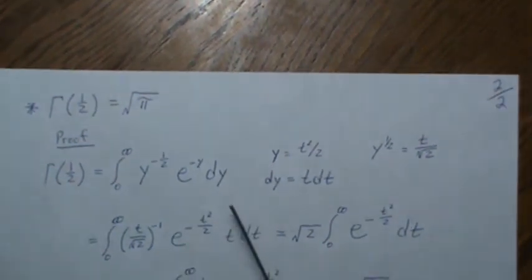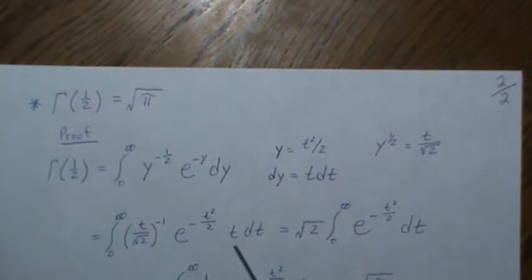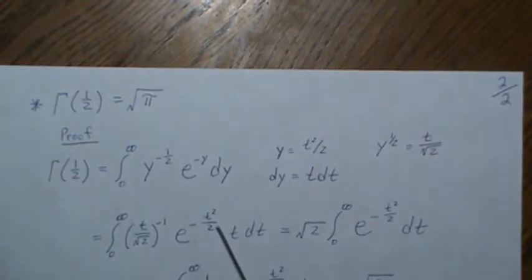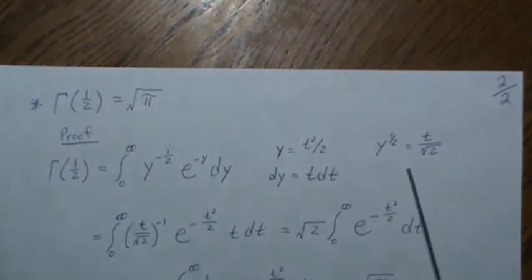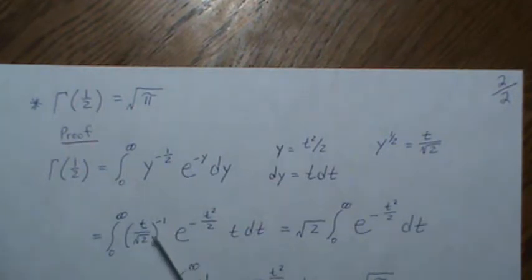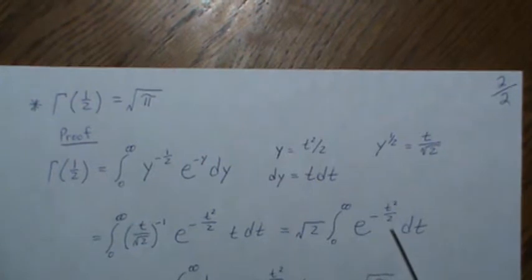So now we substitute in dy is this. You plug in y for here and you get this, and then you plug in this for that, and you get that. So then this t and that t cancel, and then the minus 1/2 brings the square root of 2 to the top, and we're left with e to the minus t squared over 2.